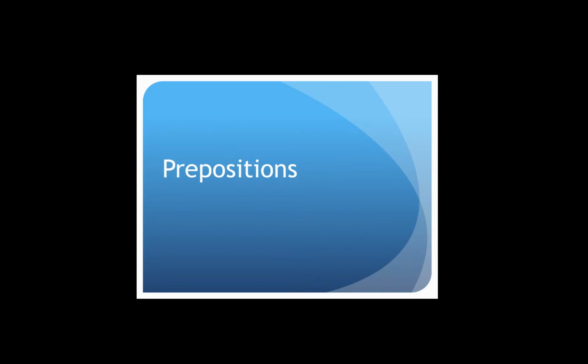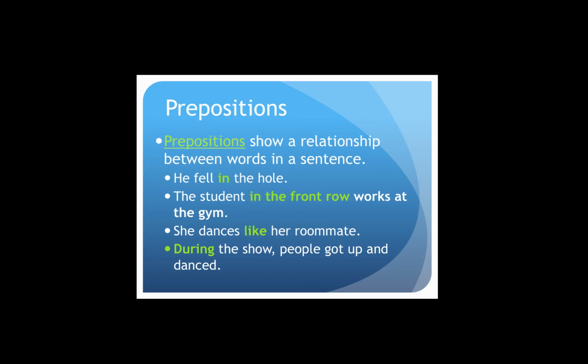Now, another element of a sentence can be prepositions. Prepositions are used to show a relationship between words in a sentence. So she fell in the hole. Where did she fall? In the hole. The student in the front row works at the gym. Which student? The one in the front row.